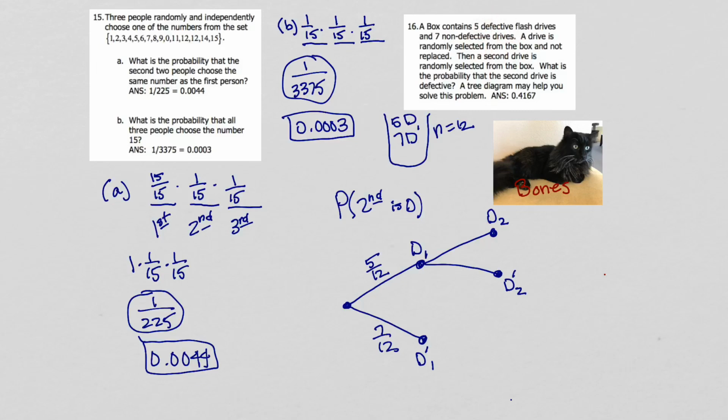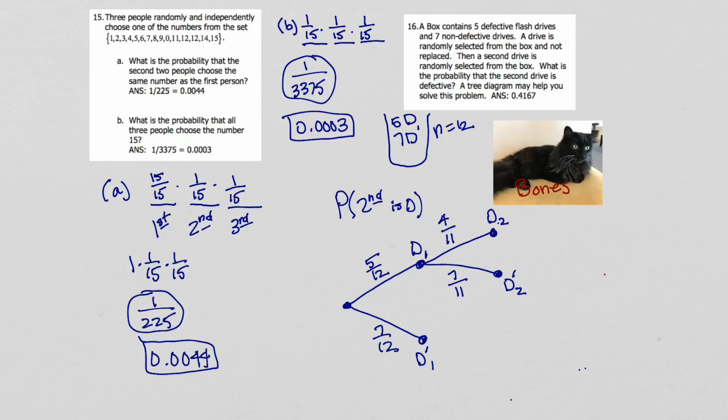Let's see what this branch is. Back up here, we randomly selected from the box, and then we did not replace it. So there were 12 to begin with. We took one out, so there's only 11 left. Now, what's the probability of getting a defective? Well, we got a defective on the first, so we tossed that one out. So there's only 4 defectives left out of 11 total. And then the non-defective, there's still 7 non-defectives, but only 11 drives.